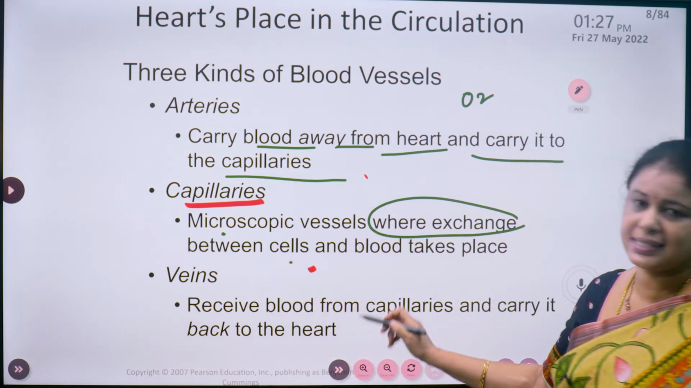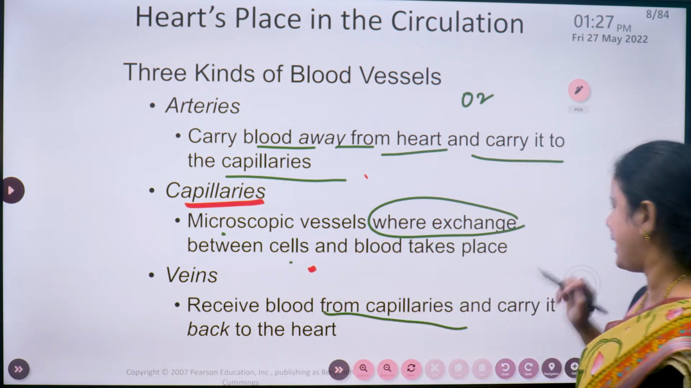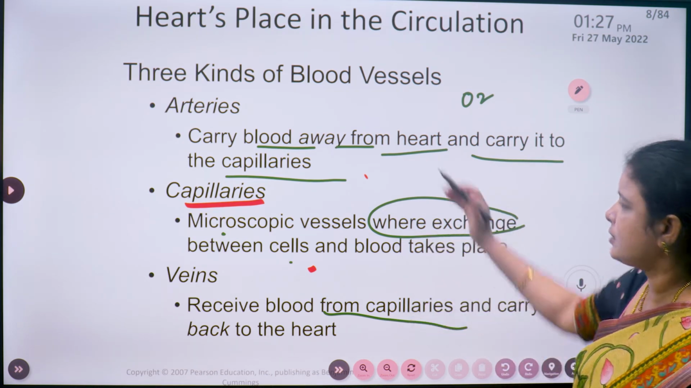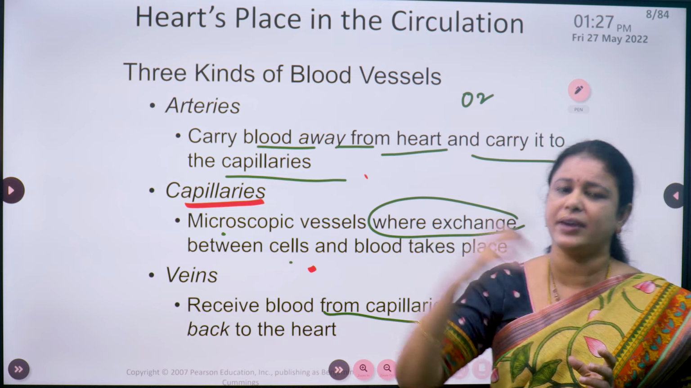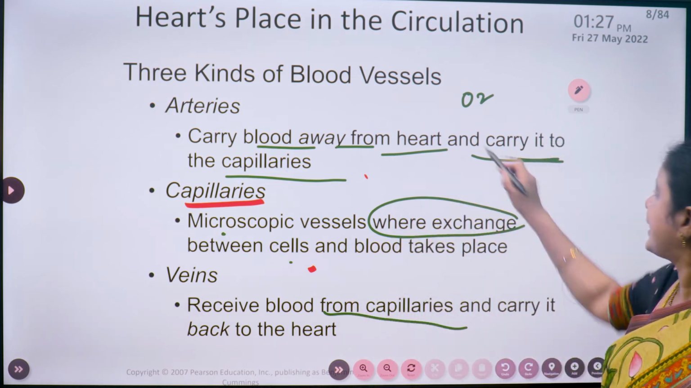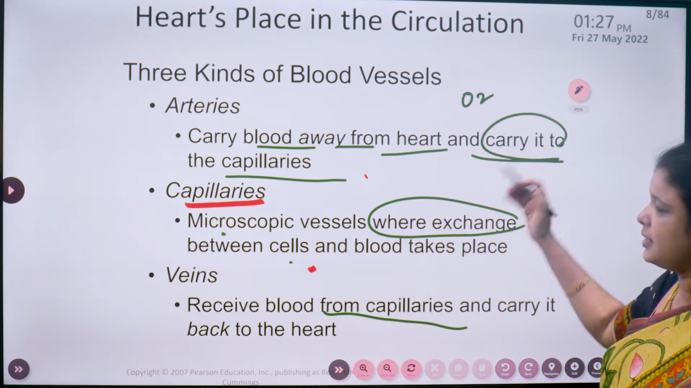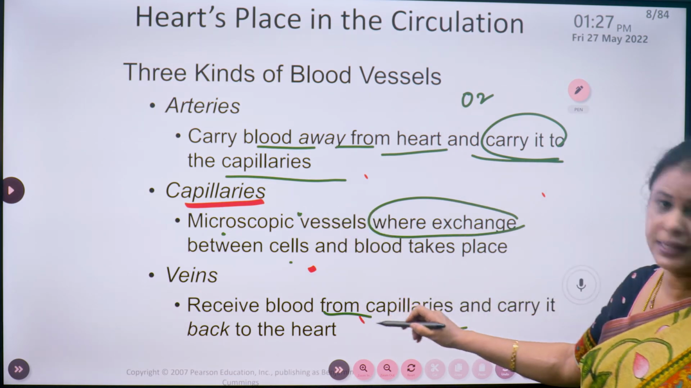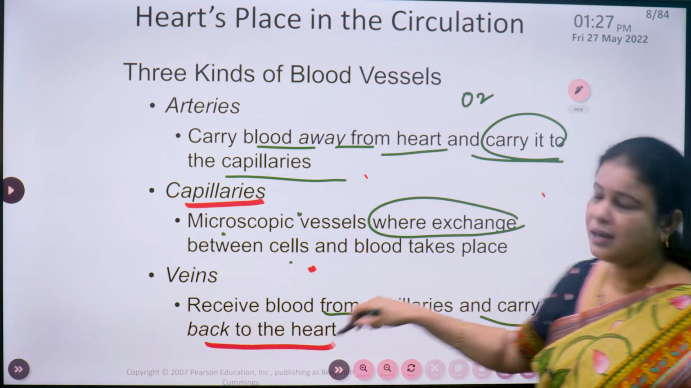Veins receive blood from capillaries and carry it back to the heart. Arteries carry blood away from the heart and carry it to the capillaries. Veins will collect the blood from the capillaries and carry it back to the heart.